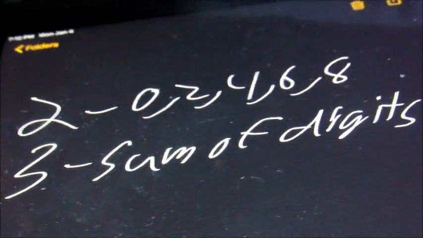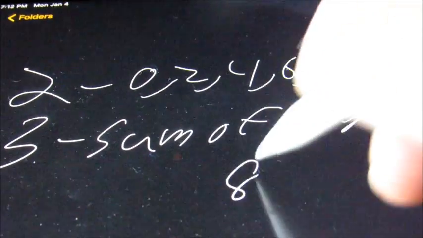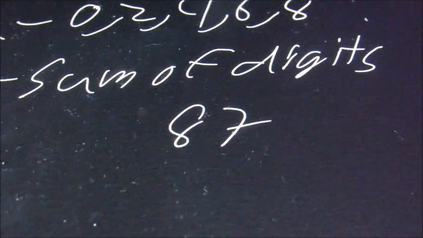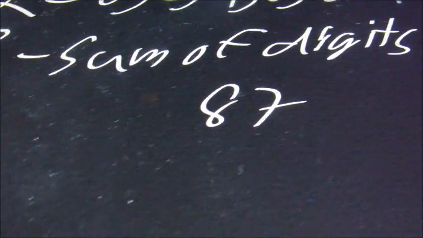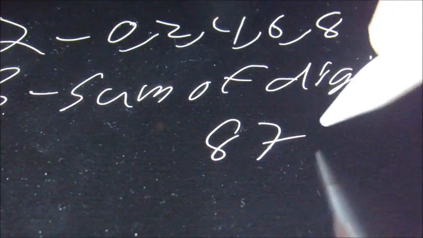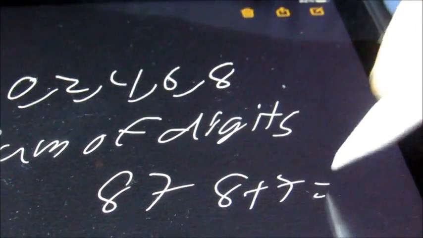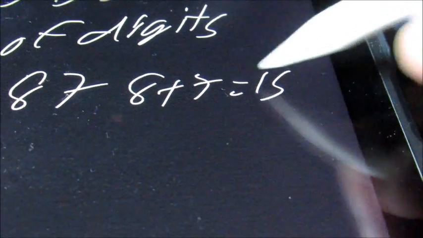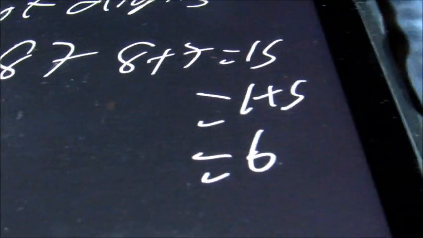So let's say we have the number 87, and we want to know if 3 will go into 87. What we can do is add 8 plus 7, and we get 15. 3 will go into 15, but if we didn't know that, we could still add the 1 plus 5, which is 6, which we will know is divisible by 3. So that's how you can tell if 3 will go into a number.